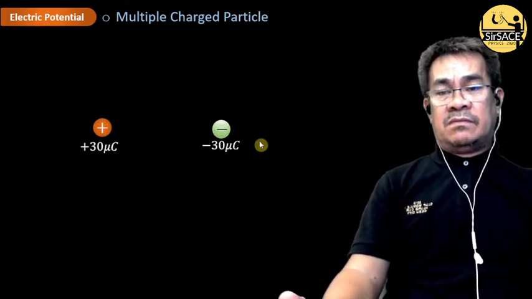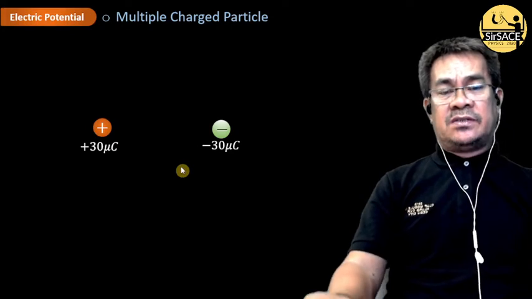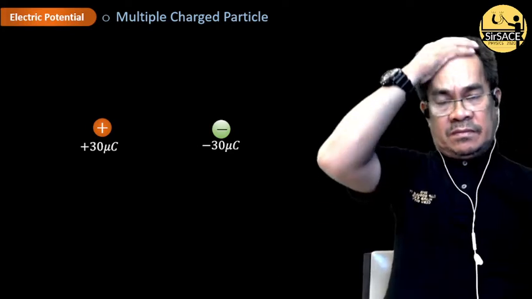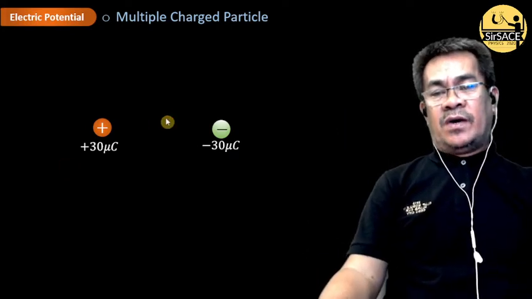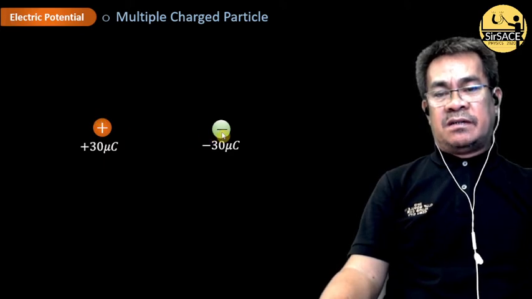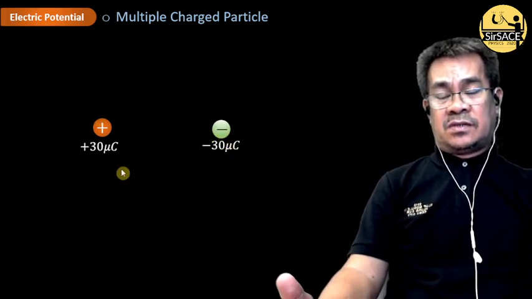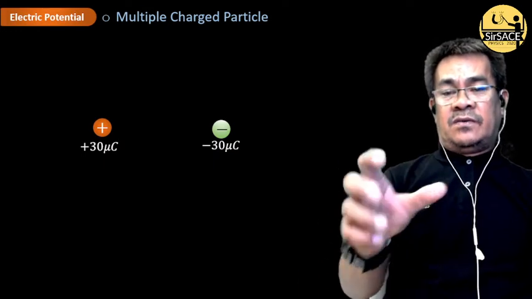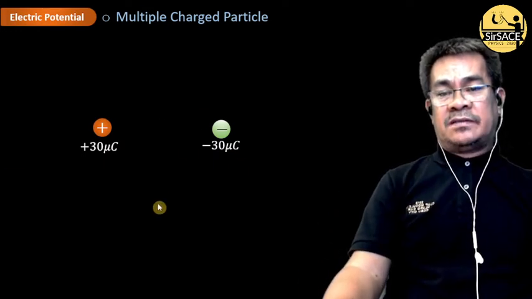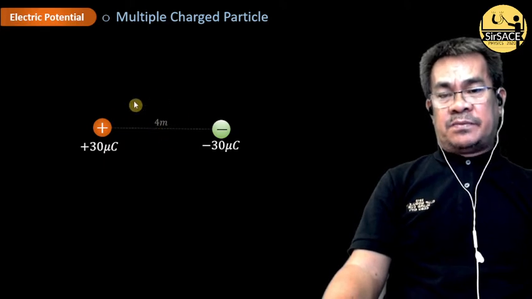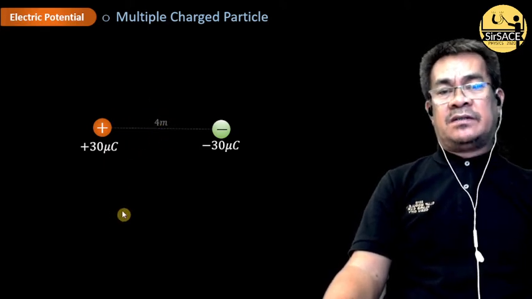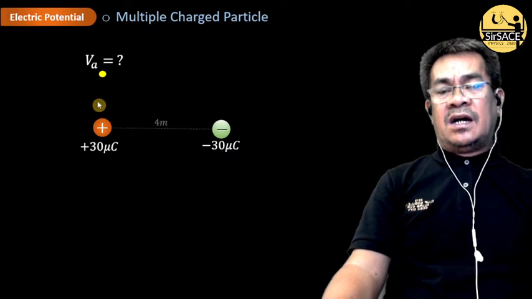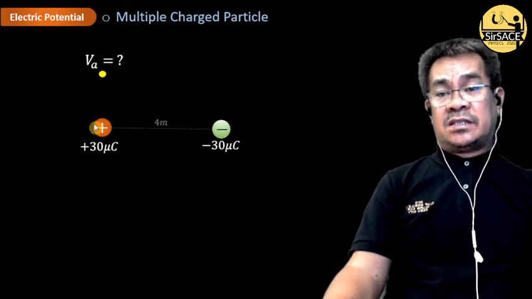Suppose we have two charges placed in evacuated empty space. One is 30, the other is negative 30 microcoulomb. So actually, we call this the electric dipole. Similar charge magnitude, yeah, we have different sign. Then they are spaced, let us say, 4 meters away. So the question is, how much is the electric potential at that point?